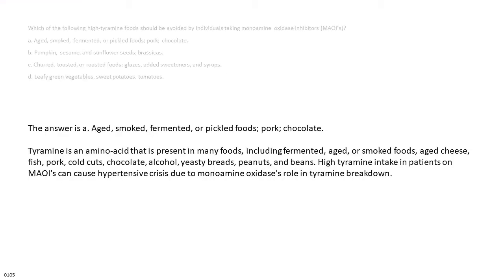The answer is A. Aged, smoked, fermented, or pickled foods, pork, chocolate. Tyramine is an amino acid that is present in many foods, including fermented, aged, or smoked foods, aged cheese, fish, pork, cold cuts, chocolate, alcohol, yeasty breads, peanuts, and beans. High tyramine intake in patients on MAOIs can cause hypertensive crisis due to monoamine oxidase's role in tyramine breakdown.